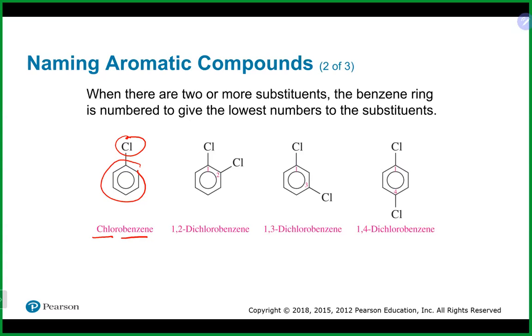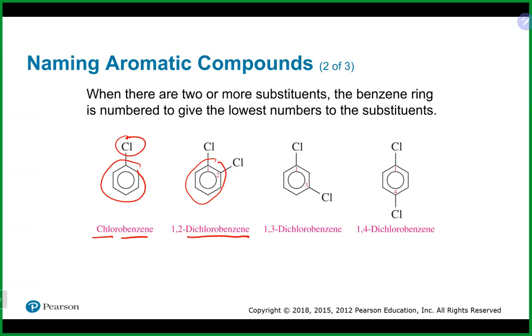Now, when you get multiple groups there, you do have to start giving some numbering. So in this case, on the right there, we still have benzene as the base of our name. And we have two chloro groups, which is where the dichlorobenzene comes from. And we do need to give the numbering here.